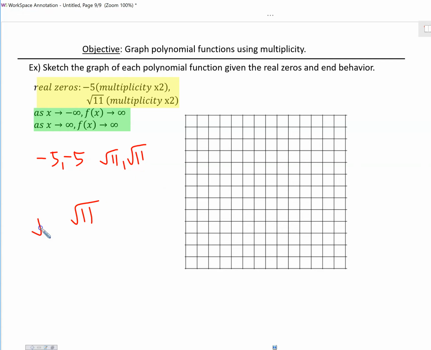Square root of 11 would be between the square root of 9 and the square root of 16. Square root of 9 is 3, square root of 16 is 4. 11 minus 9 is 2, and 16 minus 11 is 5. So that makes the square root of 11 closer to the square root of 9, which is 3. So probably about, say, 3.2. Let's go with that. All right, so I'm going to make my graph.